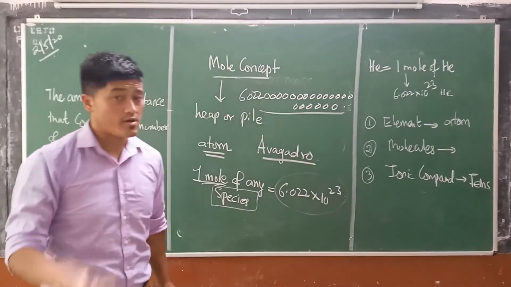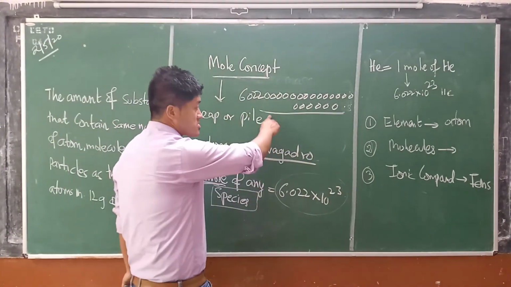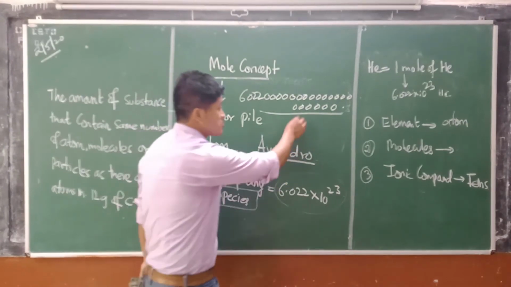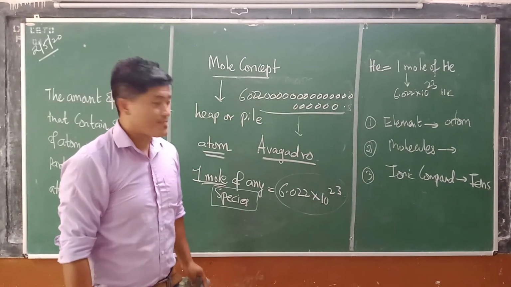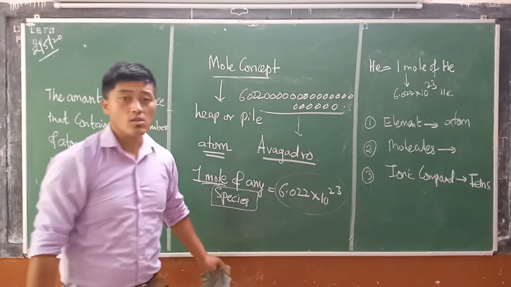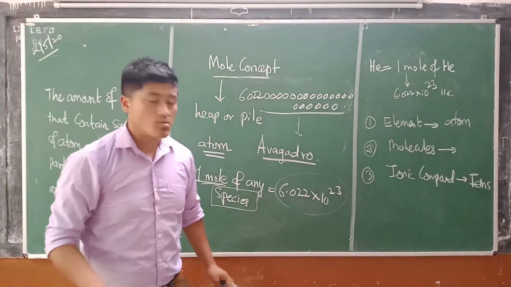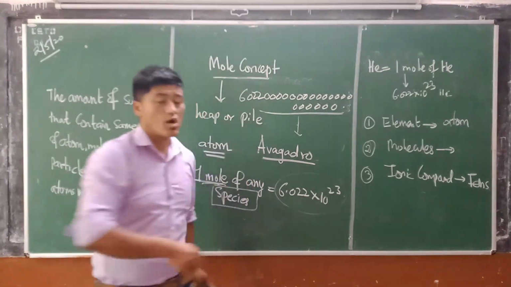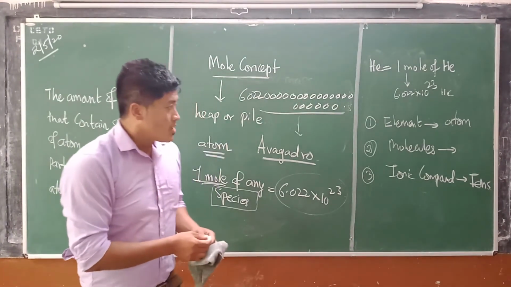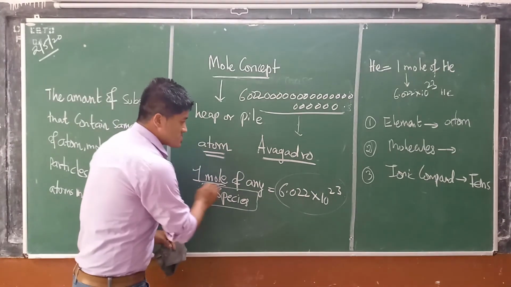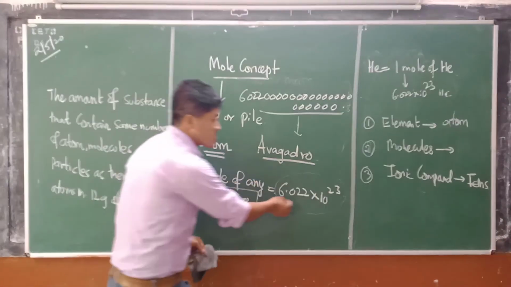Is it possible for the store owner to produce this much amount of chocolates for you? I don't think it's possible. That is why we don't use this mole in our daily life. So this particular mole concept is normally used by the chemist here. Is that clear? So now 1 mole is equal to 6.022 into 10 raised to power 23.